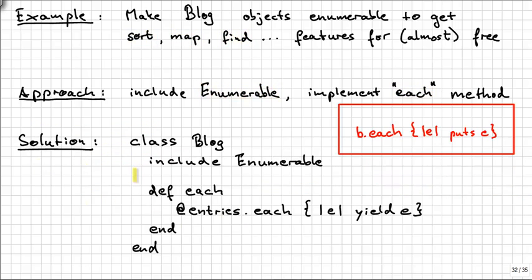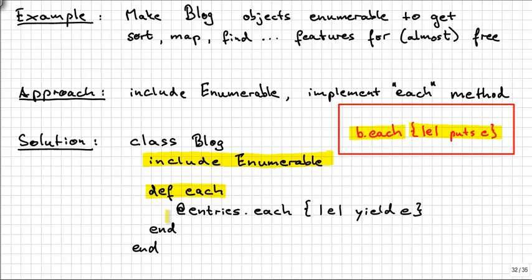If we want to mix in the enumerable module, all we have to say in the blog class is include Enumerable. And then we have to define the each method. Now remember how each is to be called on the blog class. We give a call to each on the blog, and then we specify a block of code to be executed with each entry of the blog.